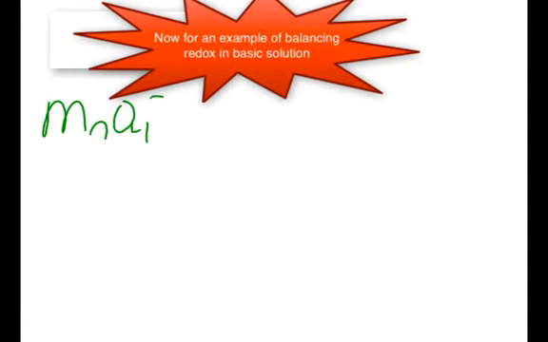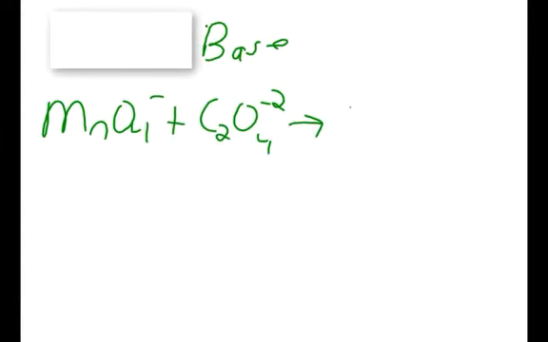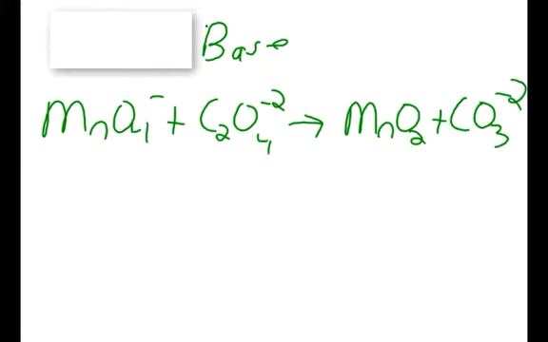Permanganate and oxalate makes manganese dioxide and carbonate. You assign the oxidation numbers real quick. All right, so the only oxidation numbers that change are manganese going from a +7 to a +4, and carbon going from a +3 on oxalate over to a +4 in carbonate.